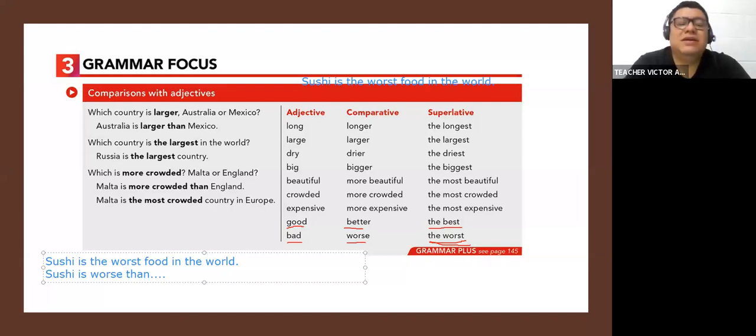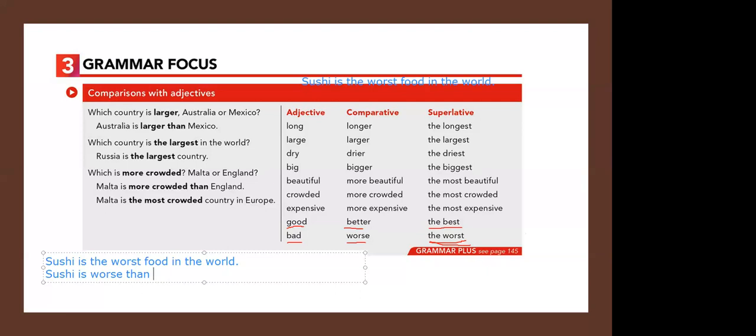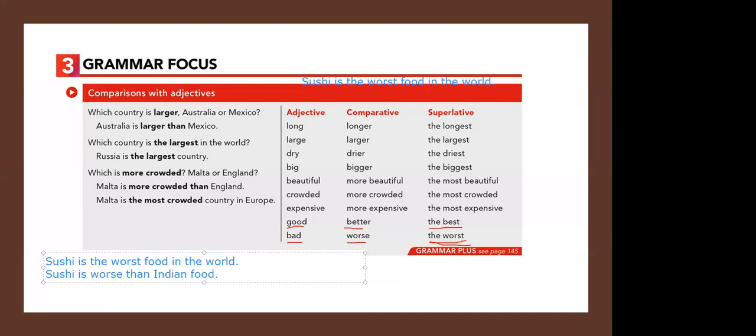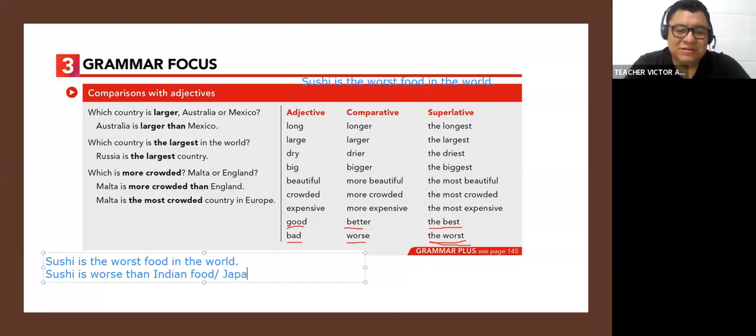Sushi is worse than, what could be an example about this, guys? Food with pork. Indian food. Sushi is worse than Indian food, or Japanese food. Good. So we have different options there. In that case, I'm comparing, right? Or I was thinking about sushi is worse than pacaya. I'm not sure if this is the correct spelling.